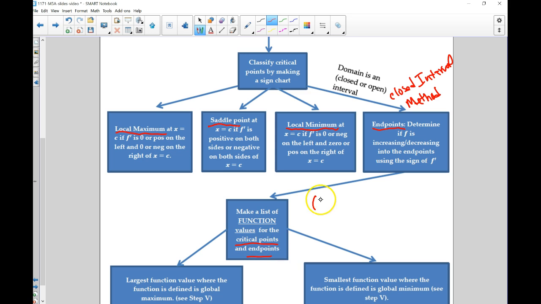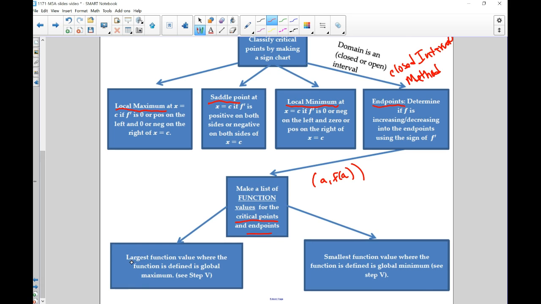So this is essentially critical points and endpoints. Find all values, let's say a comma f of a. This is going to be the x-coordinate of either the critical point or the endpoint and its corresponding function value. Okay, and then from this list of values, the largest is the global max, the smallest is the global min. There are more details in the course notes, and I encourage you to review those for a full description of this method.